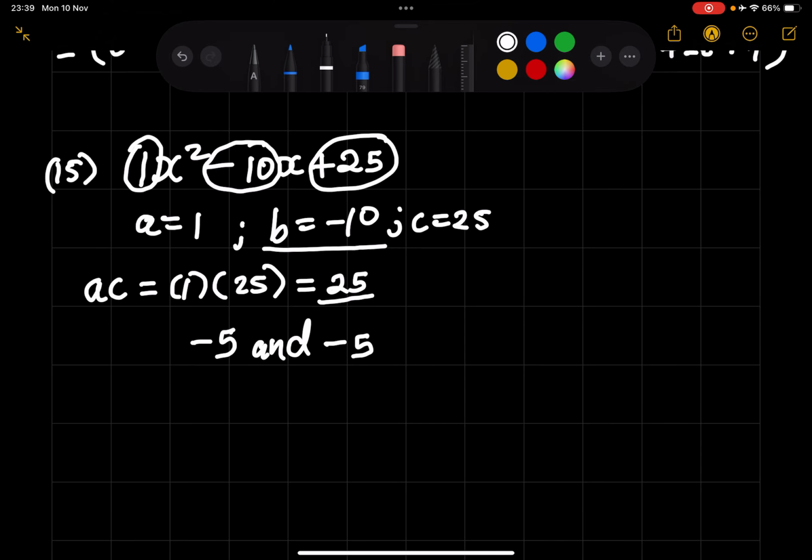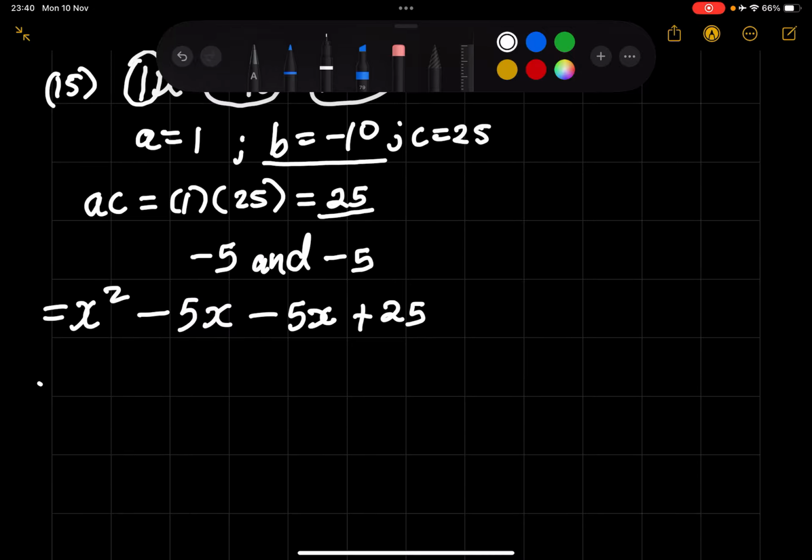Then we're going to split the middle term into these terms. So the first term was x squared. The middle term we will replace with minus 5x and minus 5x. So when you add this, you still get minus 10x, then plus 25.